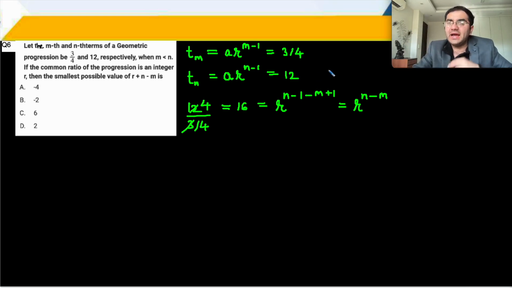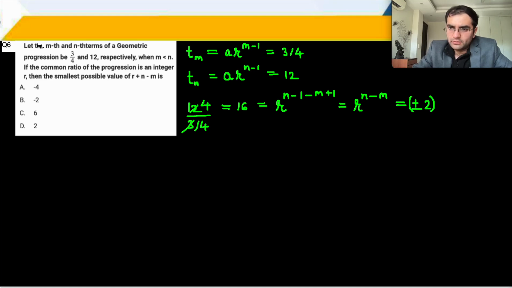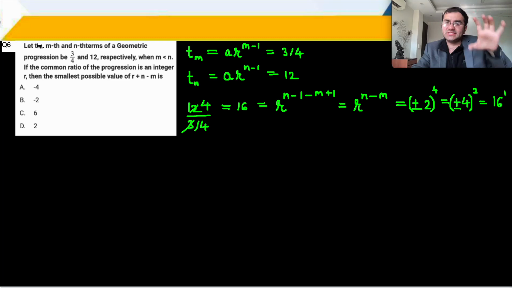Because power I need as an integer, because now it is very easy to write 16 as something to the power integer. What is 16 as something to the power integer? It can be plus minus 2 to the power 4, or it can be plus minus 4 to the power 2, or it could be 16 power 1. Okay, all of these are equal to 16.